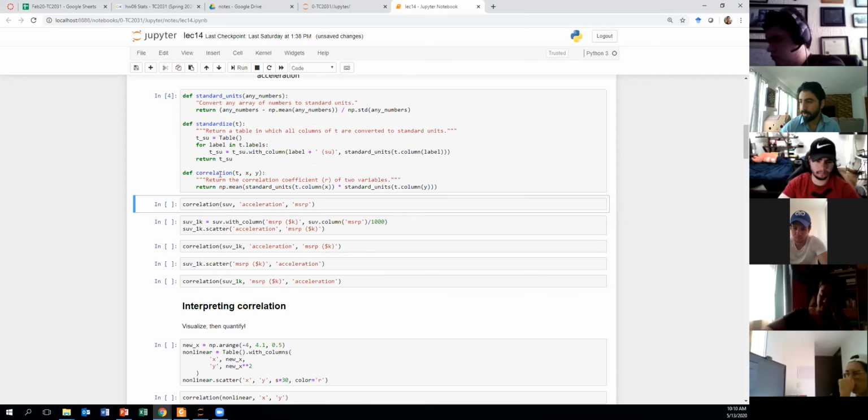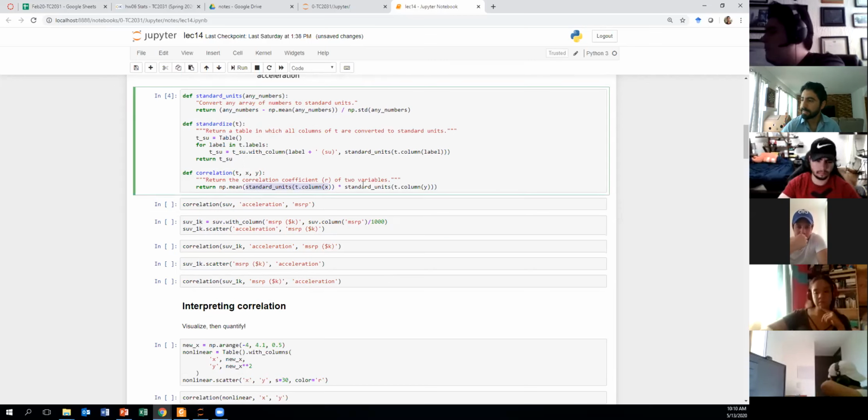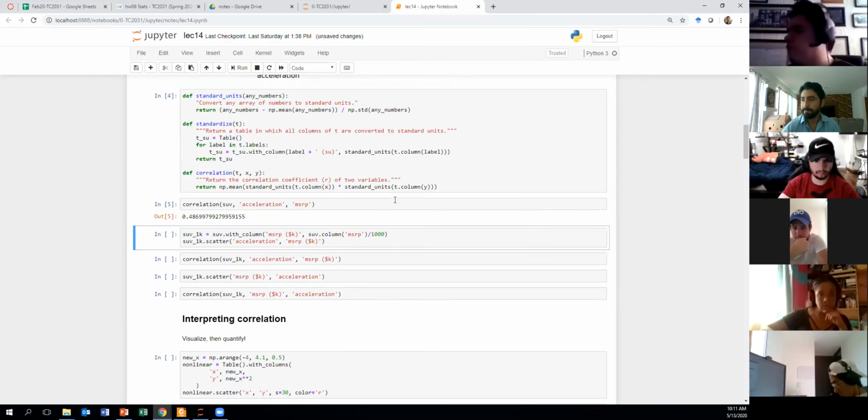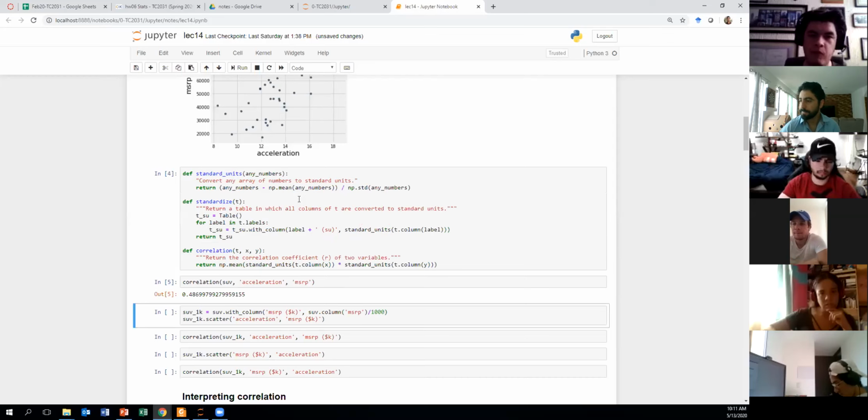And another function, correlation, calculates the correlation, or R value, for my two numbers. You can see here, you get the standard unit of X and the standard unit of Y, multiply them, then take the mean, the average of it. So that's basically how you calculate R. The correlation is 0.48.